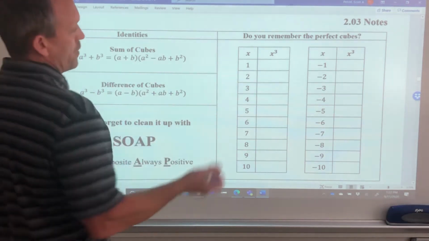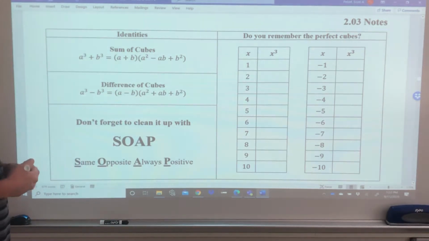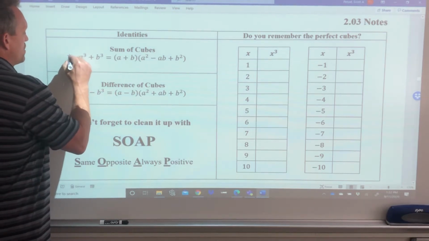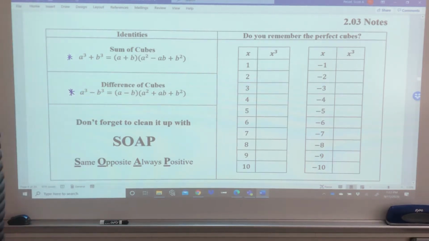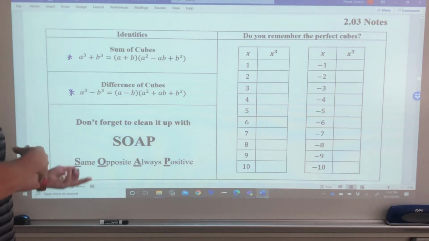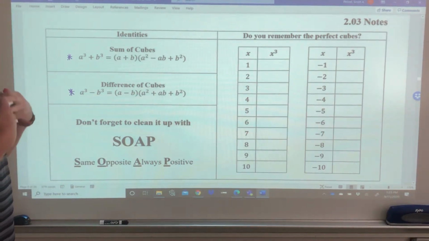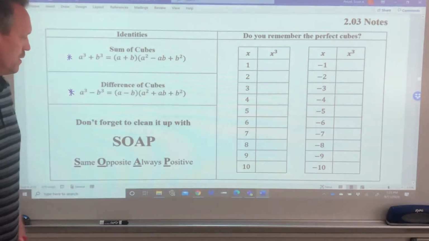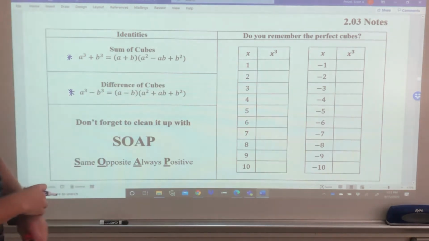Okay, guys, we're going to do 2.03 notes, which are talking about the sum and the difference of cubes. Here are your formulas. You're going to want to make sure that you have written them down somewhere so that you can have access to them. And we're going to be talking about how we can take cubic expressions and put them into these broken down factors, if you will, because that's what we're looking at. These are going to be factors of these original expressions, okay?